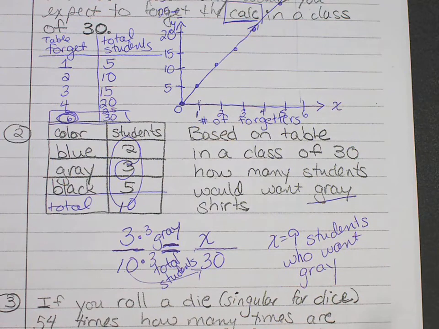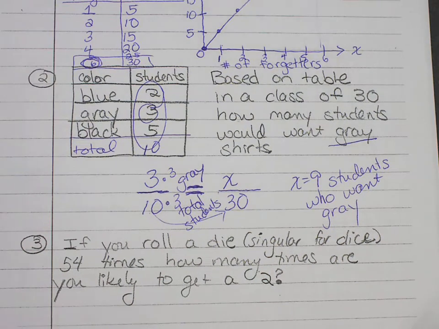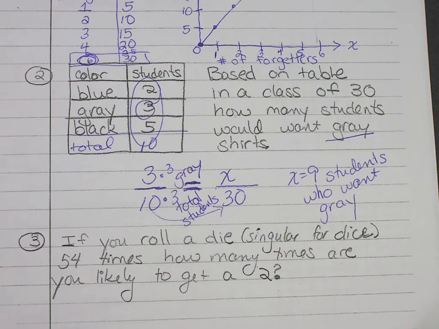So let's look at number 3. If you roll a die, which by the way is the singular word for dice, you don't say I have 1 dice, you say I have a die. And I do this 54 times. How many times are you likely to get a 2? So I'm going to set up a proportion.